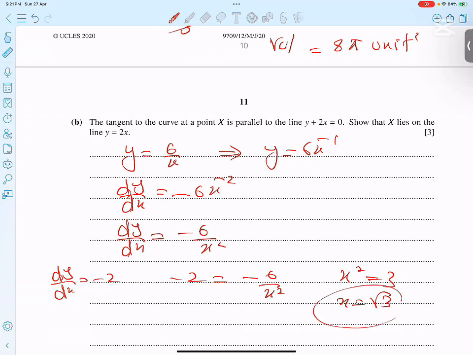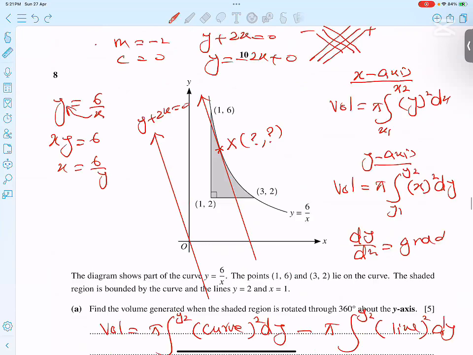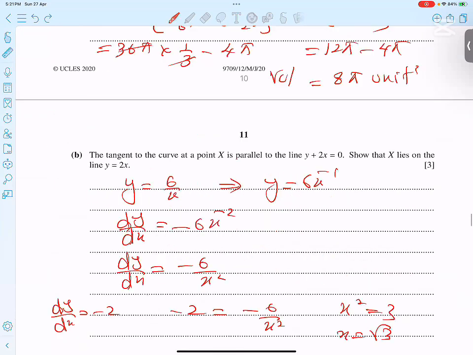If I plug this x value back into the equation to get a y coordinate, and before I start, look at what we have to convince. Read the statement: show x lies on this line. What is the significance of this line? I tell you, y is equal to 2x means if I plug in x value 1, 1 times 2 is 2, y becomes double. If I plug in x equals 3, 3 times 2 is 6, so y becomes double.